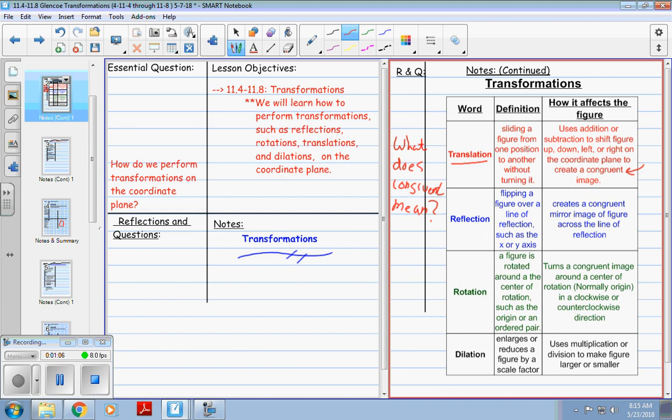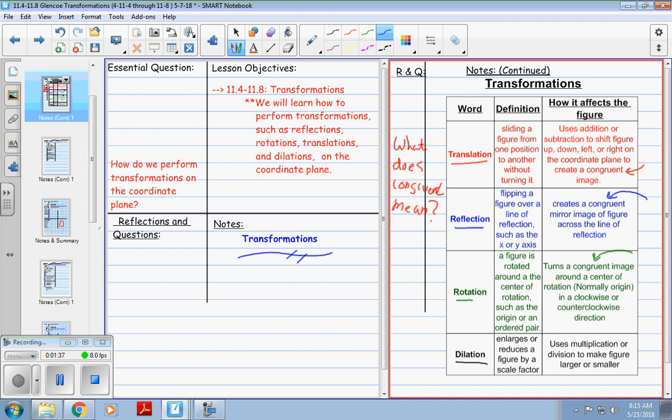While this last one, this dilation here, is going to make your figure get bigger or smaller so that it won't be congruent, it will be what's called similar. And what similar figures look like is they look kind of the same, they're just different sizes. So again, reflection and rotation are all going to stick with our congruent image and our congruent mirror image.